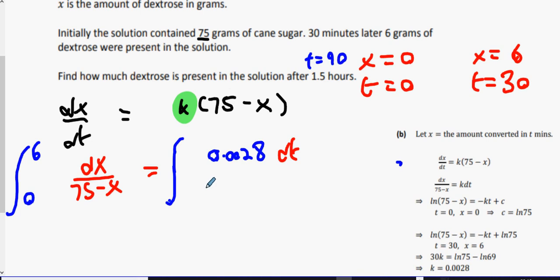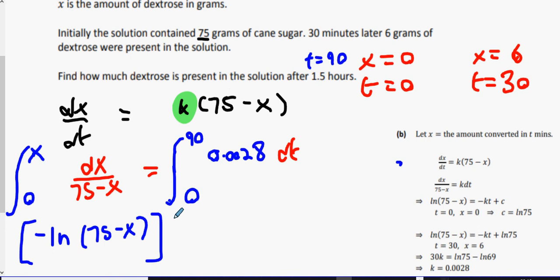So we're going for 90, not 1.5 hours, because our k value is determined for minutes, not hours. Okay? And we start off at 0, don't we? And we're looking for the x value. Is that okay with you guys? Same thing as last time. What Mick said was ln 75 minus x. Differentiate inside, so it's minus ln 75 minus x, from x to 0. This is 0.0028t from 90 to 0.